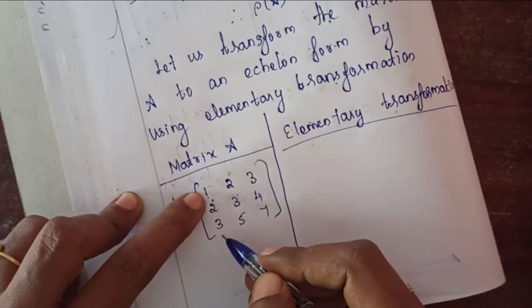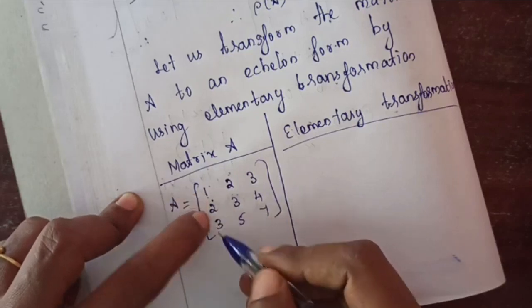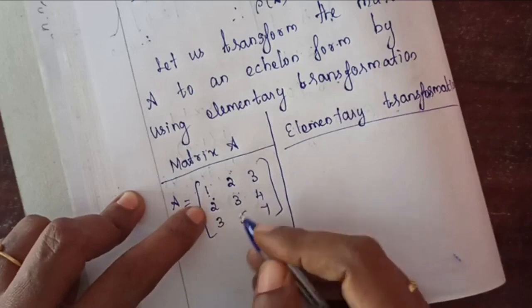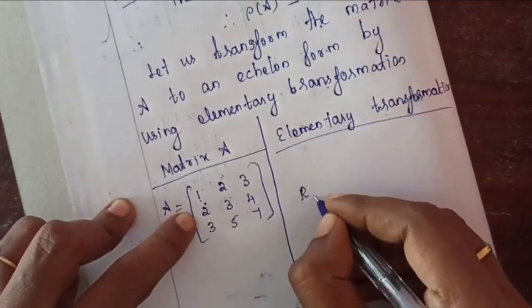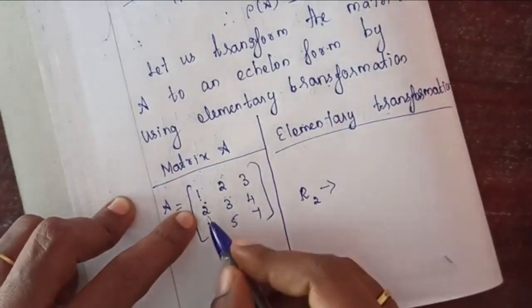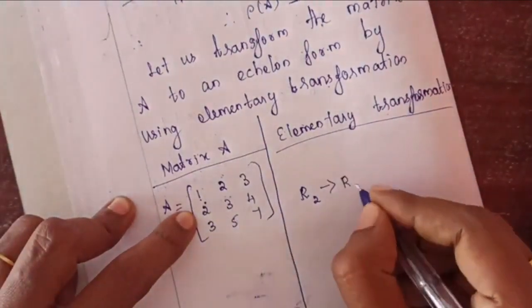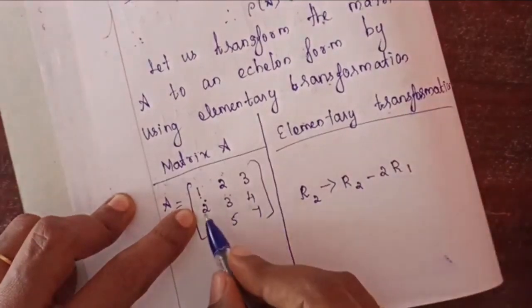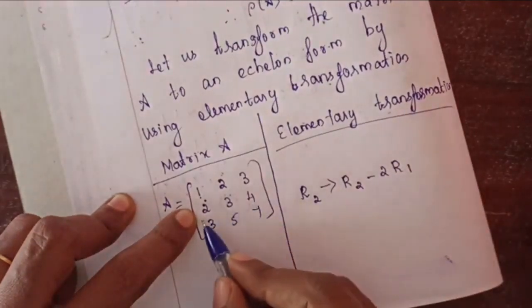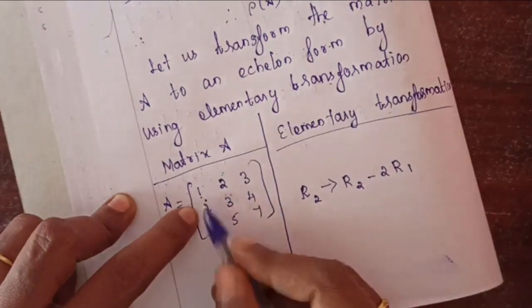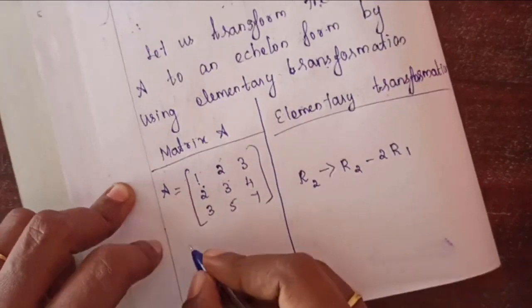So below this, 2 entries are there. Here, see, this is 2, this is 3. So first you need to change these 2 numbers to 0. How you will do it is, I am going to do an elementary transformation to change this. How? R2 implies R2 minus 2 into R1. This R2 row, I am going to change as R2 minus 2 into R1. Okay, listen.